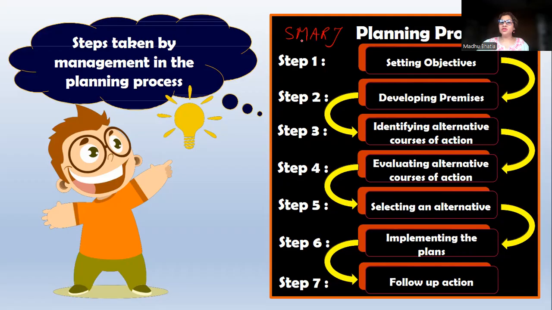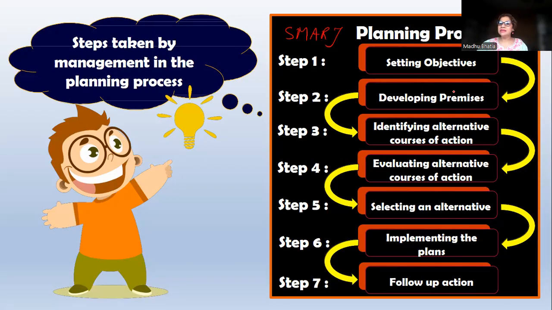Simple, measurable, achievable, realistic, time bound. So objectives need to be SMART: simple, measurable, achievable, realistic, and time bound. ये words आप use कर सकते हैं. So once the objectives are set, the second step is developing premises.